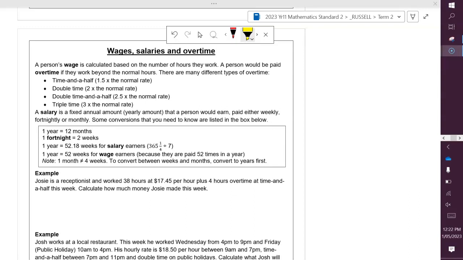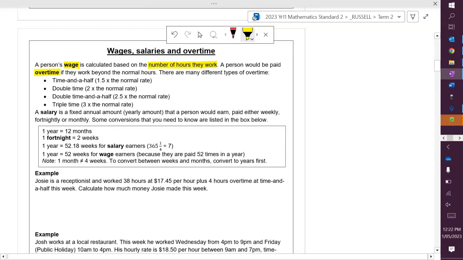In this lesson, we're looking at wages, salaries, and overtime. A wage is based on the number of hours you work, and you can be paid overtime if you work beyond that. The usual overtime we have is time and a half, which is 1.5 times the normal rate, double time, which is 2 lots, double time and a half, and triple time.